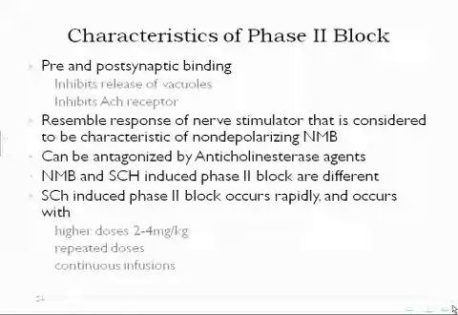Succinylcholine-induced phase 2 block occurs rapidly and occurs with higher doses. When you're giving the 2 to 4 milligrams per kilo, you're really going right into a phase 2 block. Okay? And repeated doses will do it, and continuous infusions. We actually used to do continuous infusion drips for succinylcholine, and it actually still works pretty well. When we had a shortage of atracurium, I pulled it out and started showing people how to do it again, and everybody's like, oh, cool. Yeah, so you've got to make sure that you're not going into phase 2, that's all.